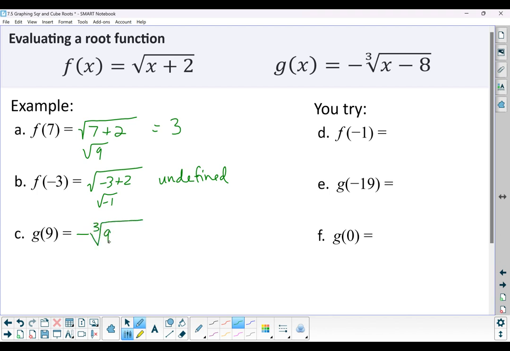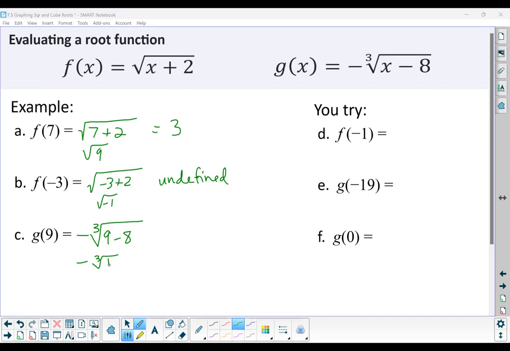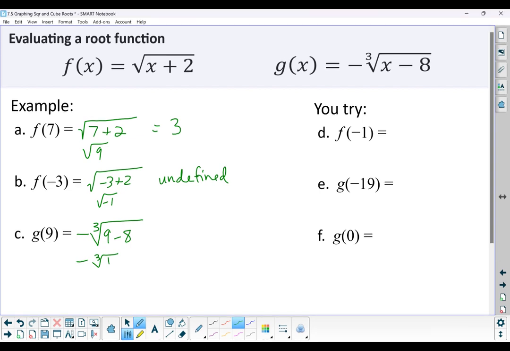And then g of 9, the cube root function over on the right side, we've got the negative cube root of 9 minus 8. This is the negative cube root of 1. If you're not familiar with how to use a cube root on your calculator, it's the button right above the square root button, but you do have to use the second function. If you need help finding the cube root button on your calculator, let me know. But this is equal to negative 1.